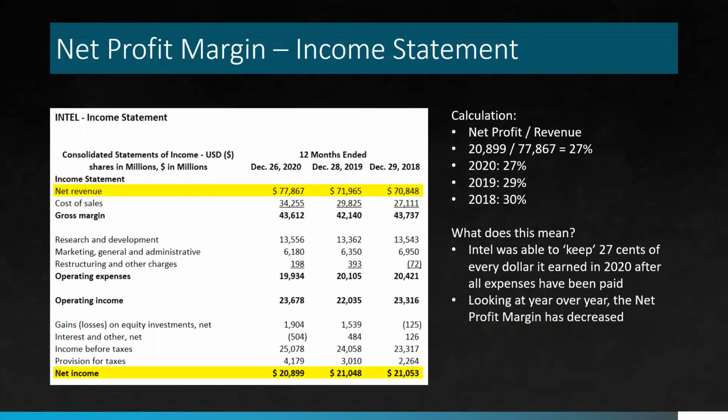And once again, we can see that the net profit margin is going down. So in 2020, Intel was able to keep 20 cents of every dollar it earned after all of the expenses have been paid. But in 2018, they were able to keep more. They were able to keep 30 cents for every dollar earned.